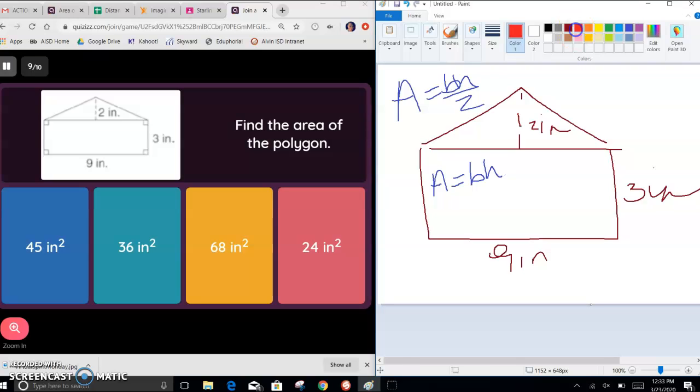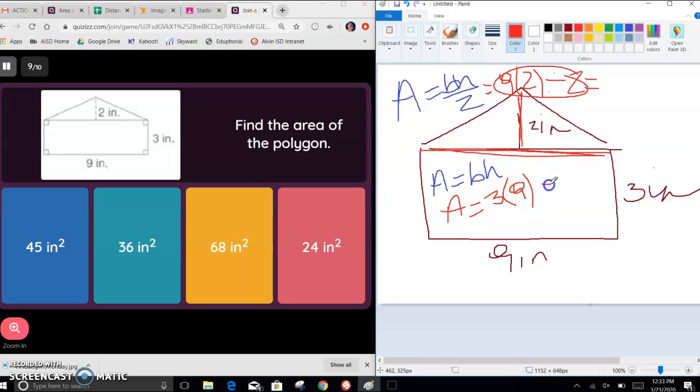So this looks like the triangle's base is 9 and the height is 2. So this is 9 times 2, then divided by 2. And if you know what Miss Starling's going to do, keep in mind that the times 2 and the divided by 2 are going to cancel each other out. And then down here, I have 3 by 9. And then I'm going to add those two areas because I want this answer here and this answer here combined because it's a composite shape.